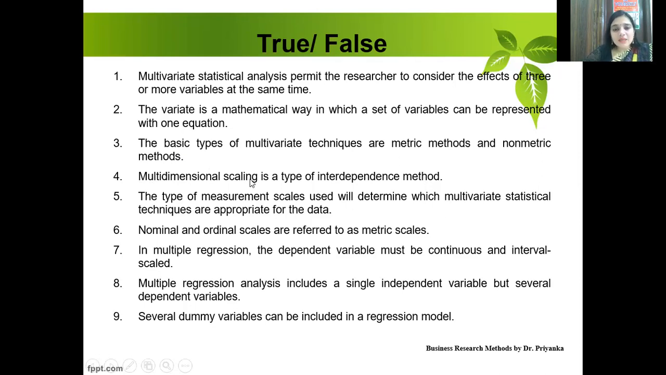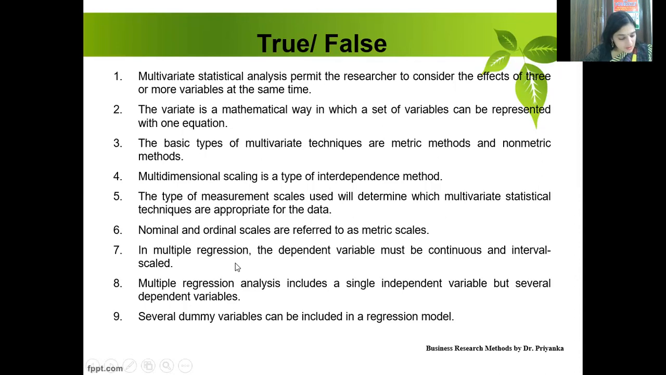Fourth, multidimensional scaling is a type of interdependence method. Yes, we have just discussed it. So it's true. Fifth, the type of measurement scales used will determine which multivariate statistical techniques are appropriate for the data. Yes, up to some extent, this is very important. The type of measurement scale will determine for you which is the appropriate multivariate statistical technique for this data analysis. True. Sixth, nominal and ordinal scales are referred to as metric scales. Is it? Interval and ratio scales are metric scales, and nominal and ordinal scales are non-metric scales. So it is false.